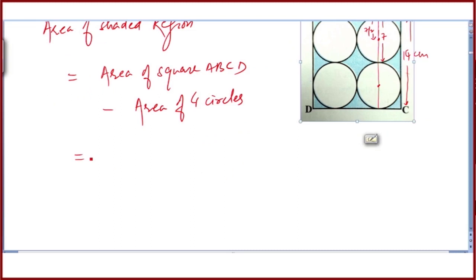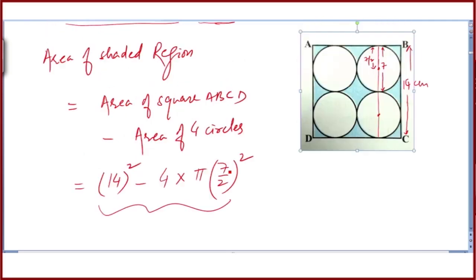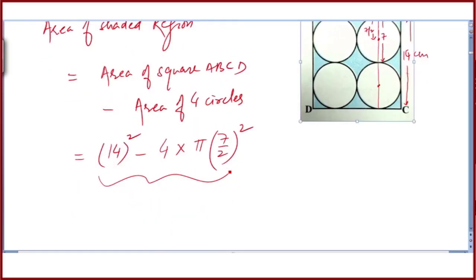What is the area of square ABCD? It is 14 squared, right, minus area of 4 circles. So I will multiply 4 with area of one circle. What is area of one circle? Pi r square. What is r? r is 7 by 2. Right. So this calculation will give me my answer for the area of this shaded region, okay, and the answer will be in centimeter square. So let's try and calculate it.